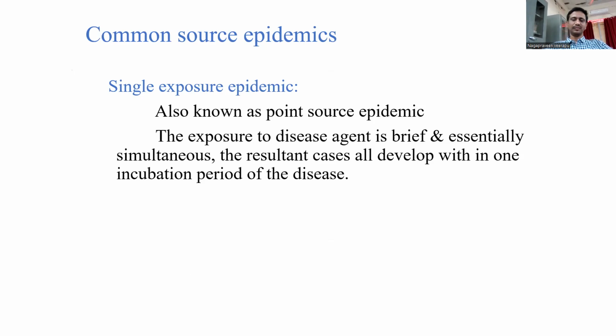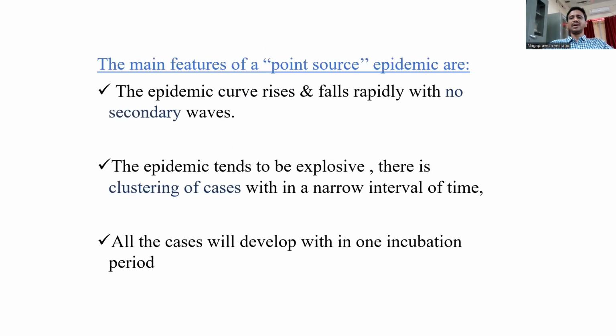Suppose you take the example of hostel children who got food poisoning. All develop the disease at one time, and all the cases occur at one time. Single exposure, one-time exposure. Common source, food poisoning, same food, single exposure; all have eaten on the same day. The main features of a point source epidemic: the epidemic curve rises and falls rapidly, and there are no secondary waves. It rises and falls only one time.